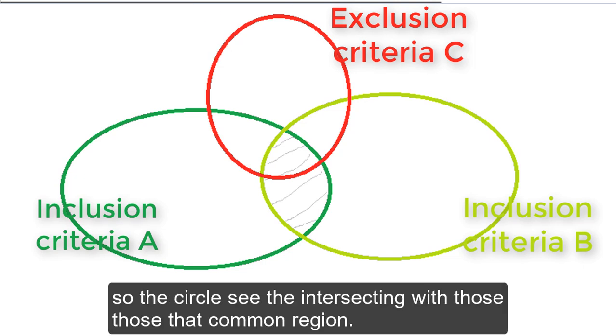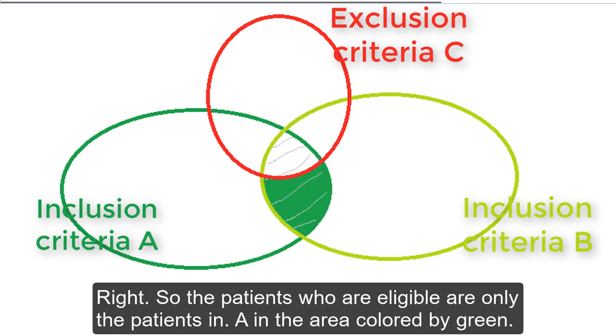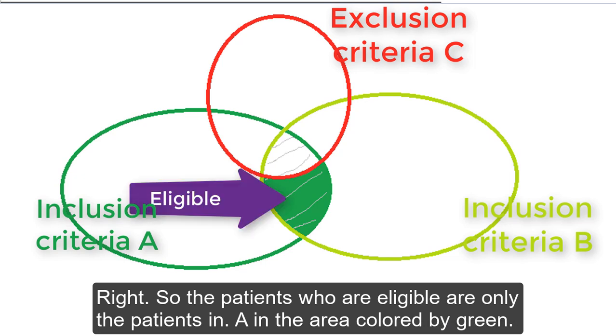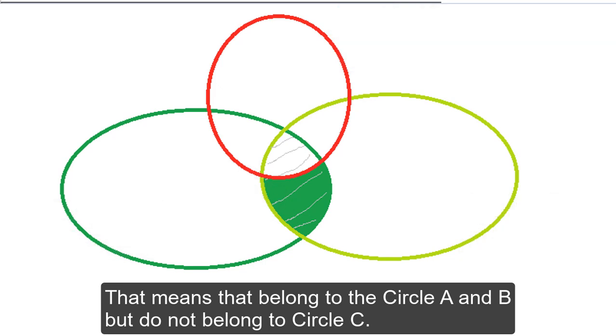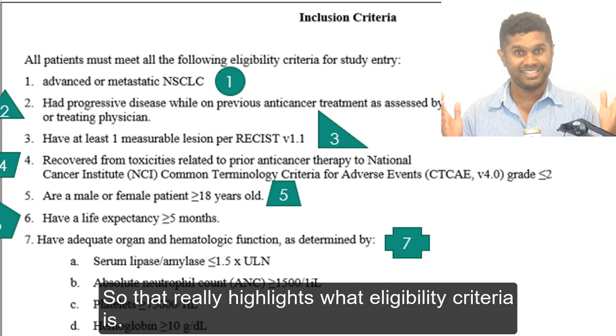So the circle C is intersecting with that common region, right? So the patients who are eligible are only the patients in the area colored by green. That means that belong to the circle A and B, but do not belong to circle C. So that really highlights what eligibility criteria is.